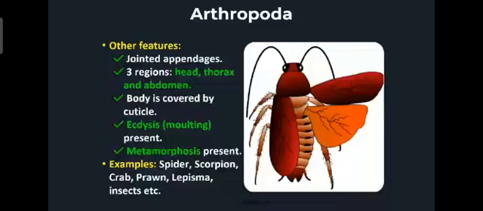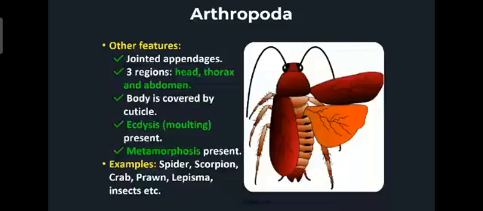The body is covered by cuticle. Here you can see the body is covered by chitinous exoskeleton or cuticle. In the cockroach it is covered by a papery-like structure, which is called chitinous. So the cuticle is there for protection purposes.